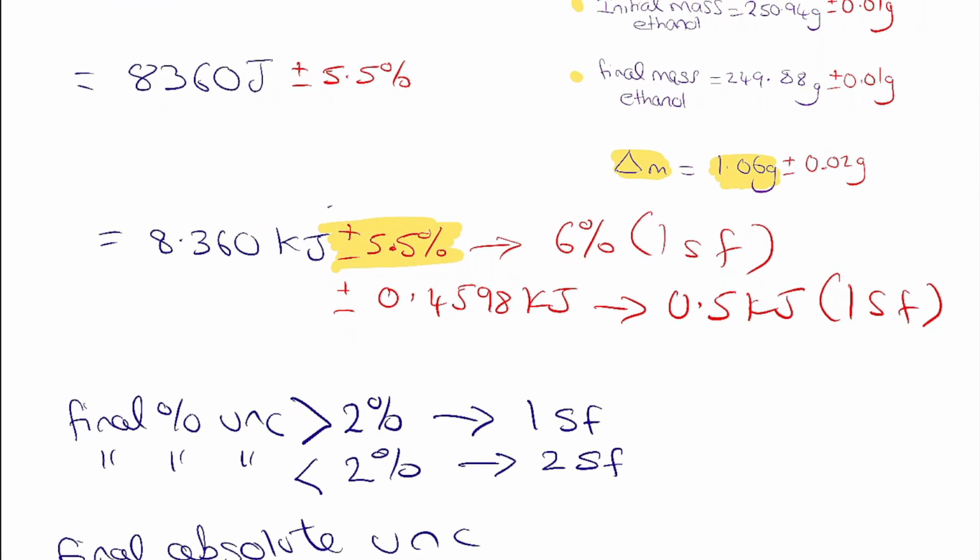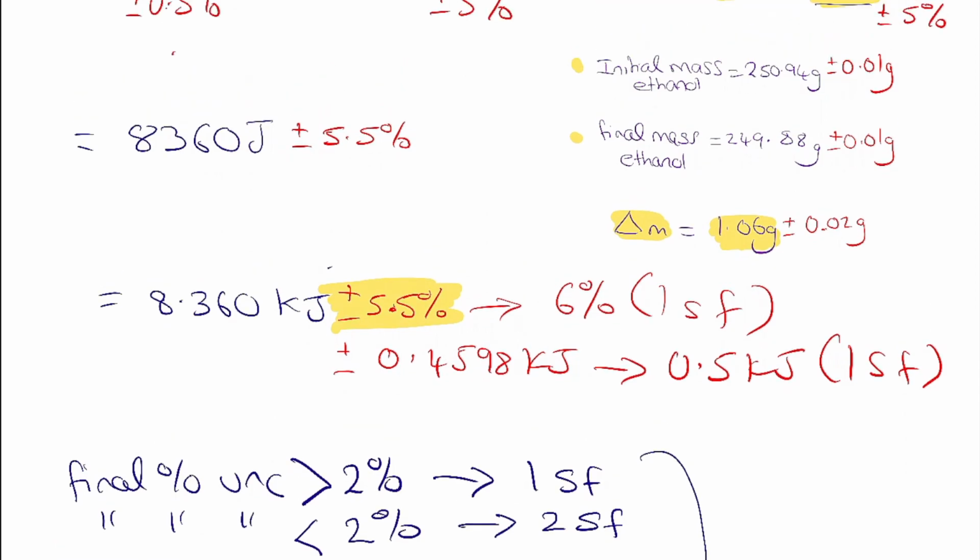Now then, the final absolute uncertainty, remember these are what we have next to our final answers. Our final answer might be the enthalpy of combustion of that alcohol. So the final absolute uncertainty is usually rounded to one significant figure. Okay, now these rules are not set in stone, but they're guidance on how to make your answers look a little bit tidier, and also at the same time respecting the accuracy of your measurements.